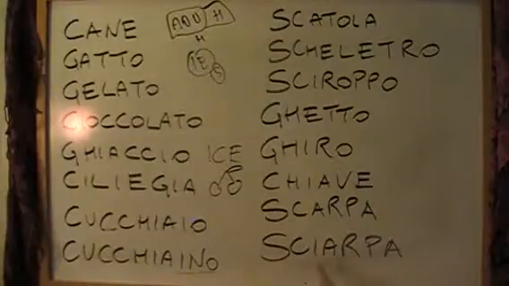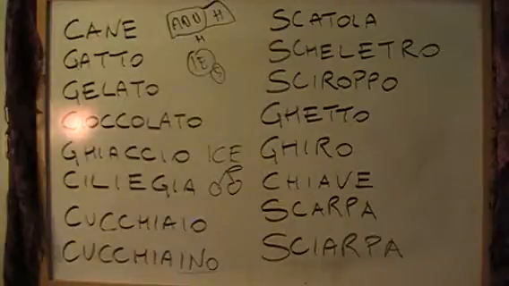Scarpa. Here there is the E, so soft. Sciarpa. Notice how interesting. Here, just by adding a letter, it changed the pronunciation and the meaning. Scarpa is a shoe. Sciarpa is a scarf that you put around your neck in the winter. Scarpa, sciarpa. Let's go again.